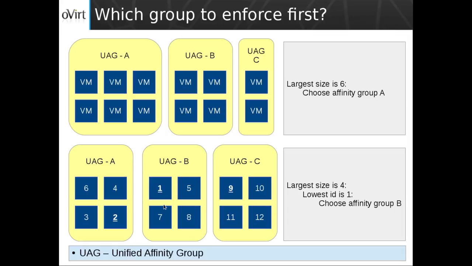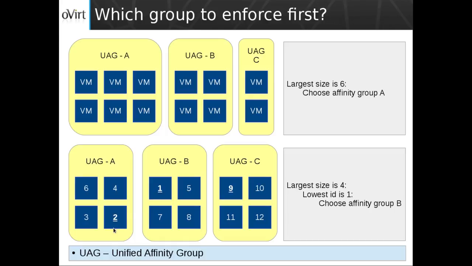So I did the same thing for this one and this one. And we just sort them by the lowest ID. The reason we do that is because when we do the UAG, we don't have a unique ID for the affinity group, because we combined a few affinity groups together. So that's why we use the lowest ID.